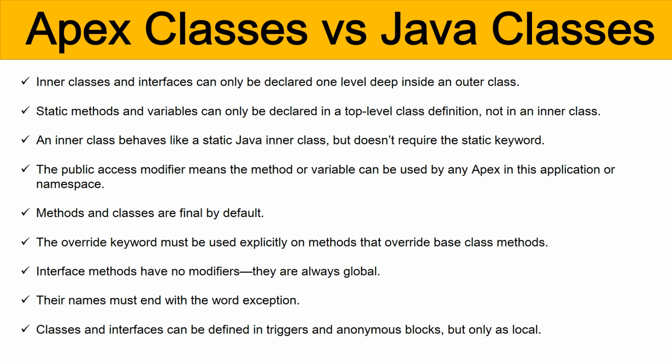The public access modifier means the method or variable can be used by any Apex in this application or namespace. Methods and classes are final by default. The override keyword must be used explicitly on methods that override base class methods. Interface methods have no modifiers, they are always global. Exception names must end with the word exception. Classes and interfaces can be defined in triggers and anonymous blocks, but only as local.